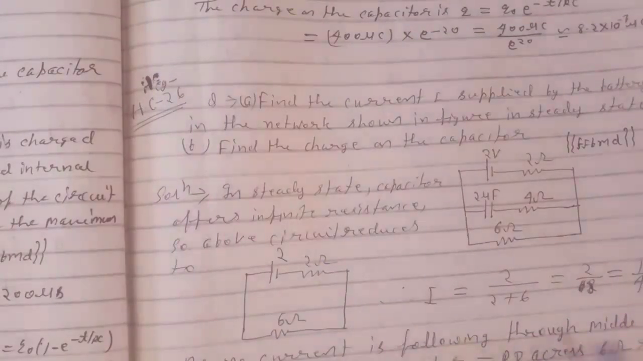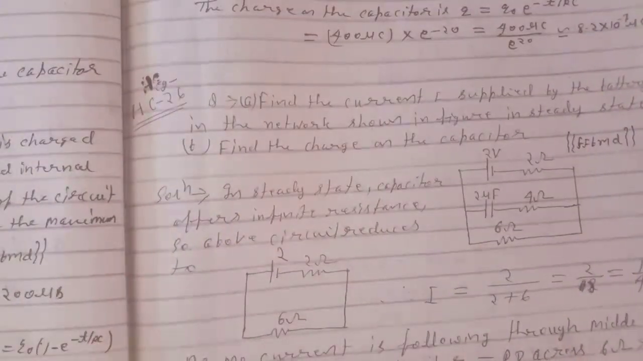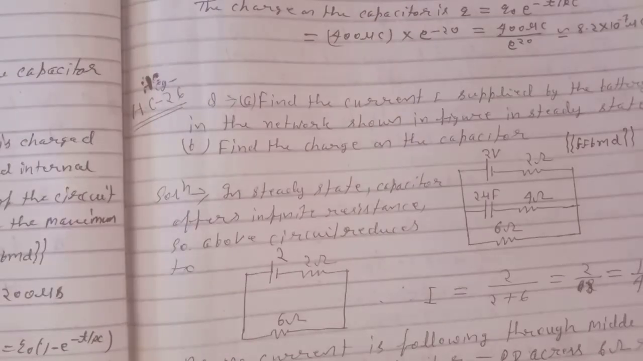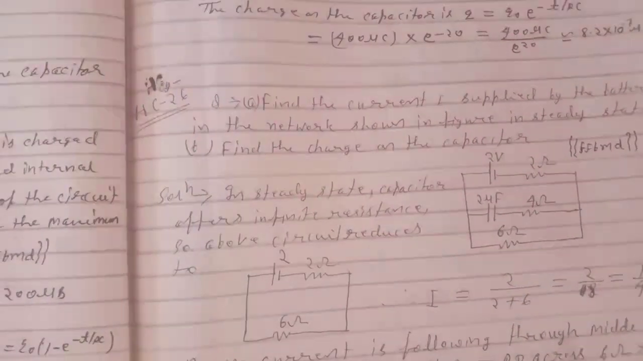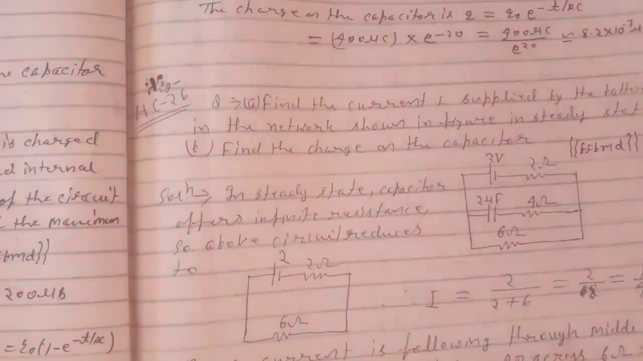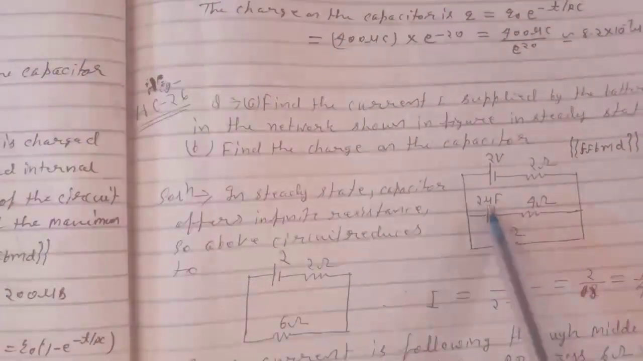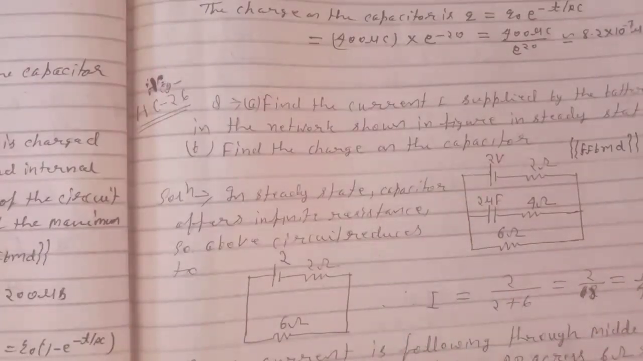As no current is flowing through the middle branch, the PD across the capacitor equals the PD across the 6 ohm resistance. So we have 6 into 1 by 4, or 3 by 2, 1.5 volt. So the potential difference across the 2 microfarad capacitor is 1.5 volt.